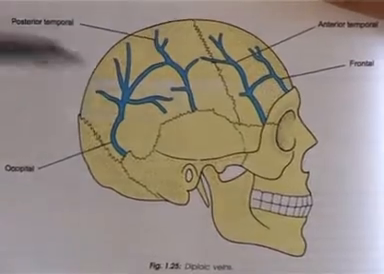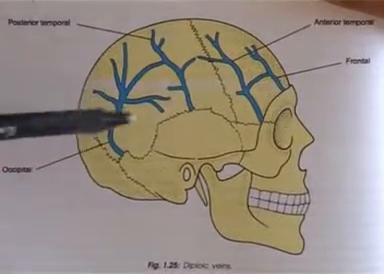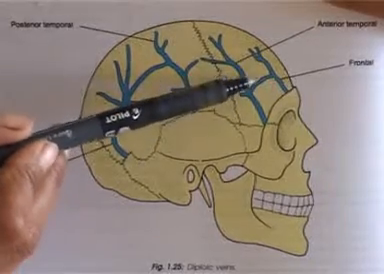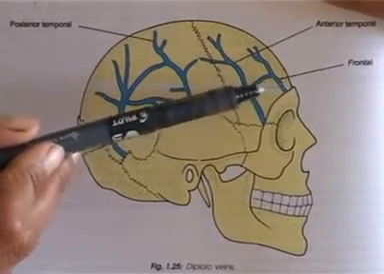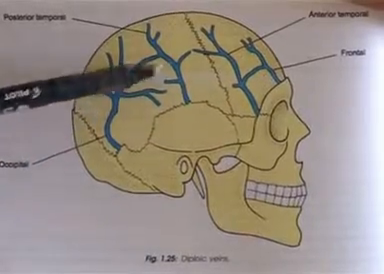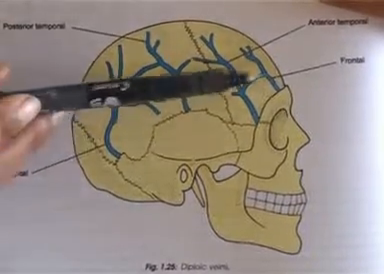The figure shows 4 diploic veins emerging from within the skull, draining into neighboring veins. These are frontal, anterior temporal, posterior temporal and the occipital. These 4 veins are present on each side of the skull.